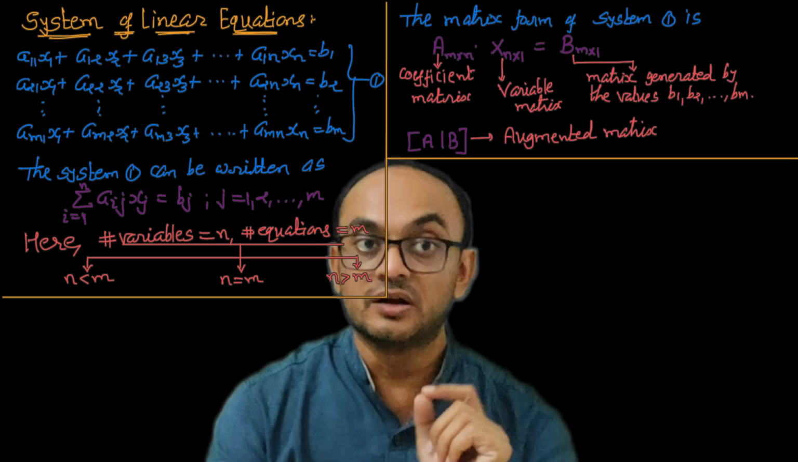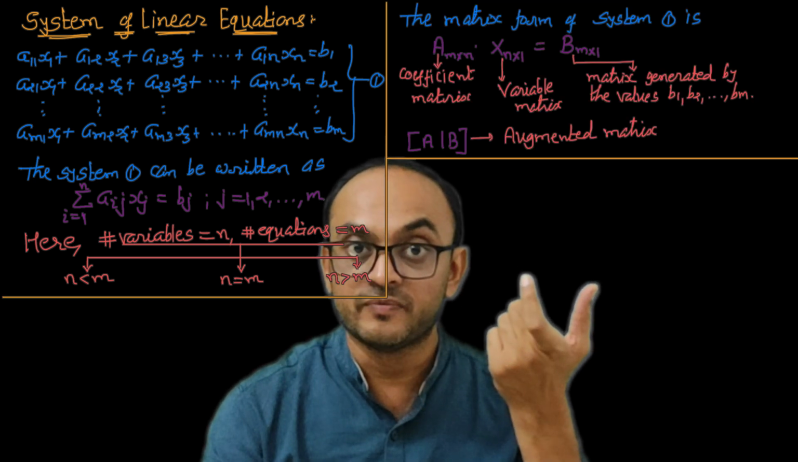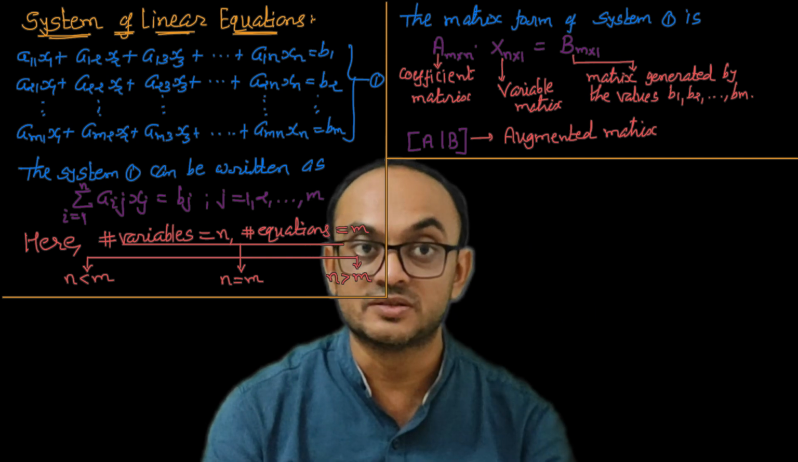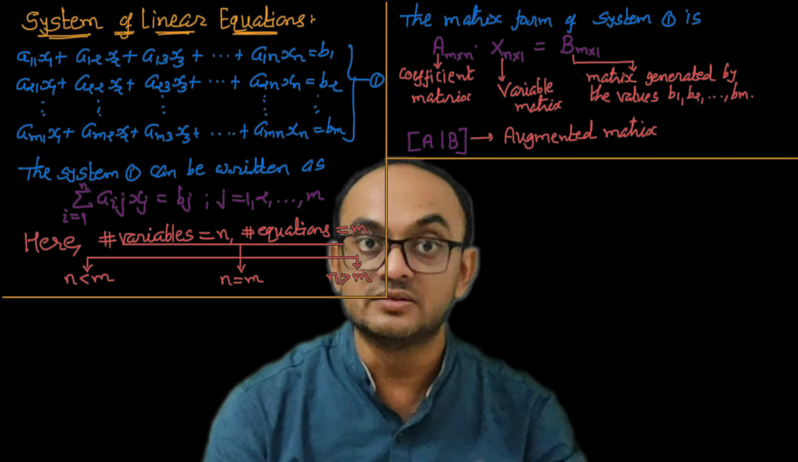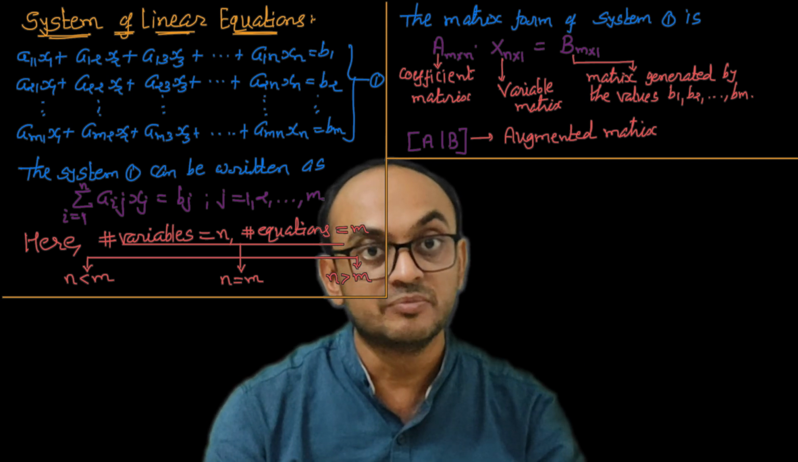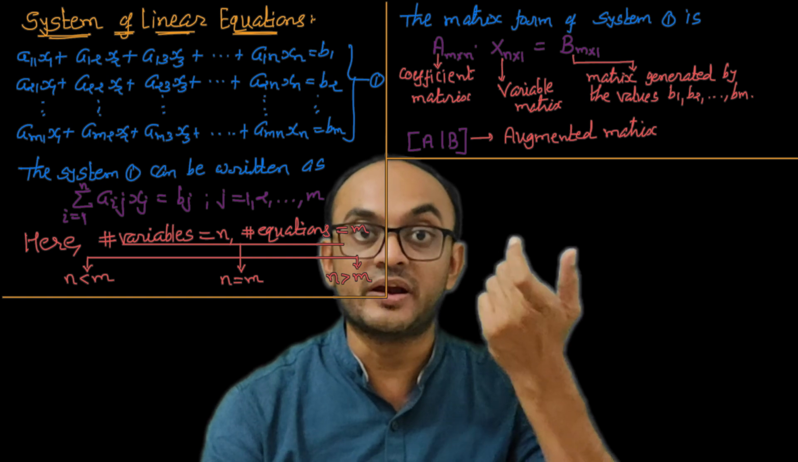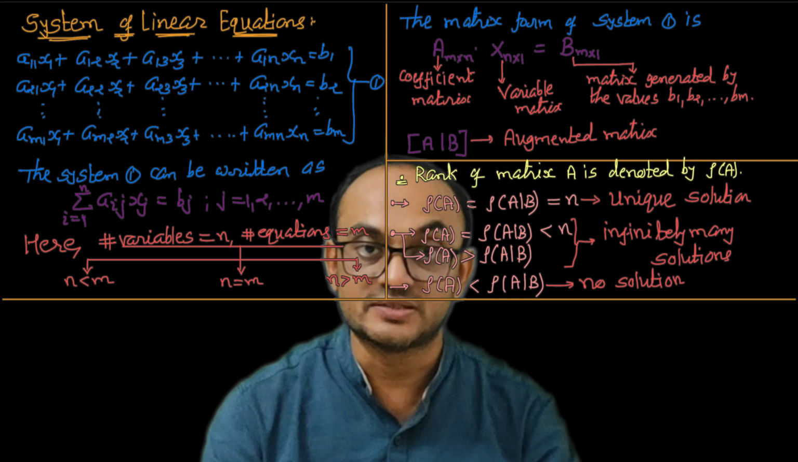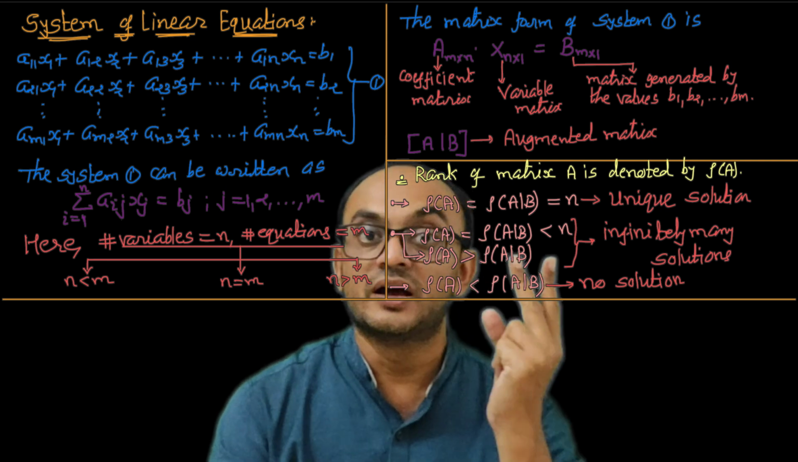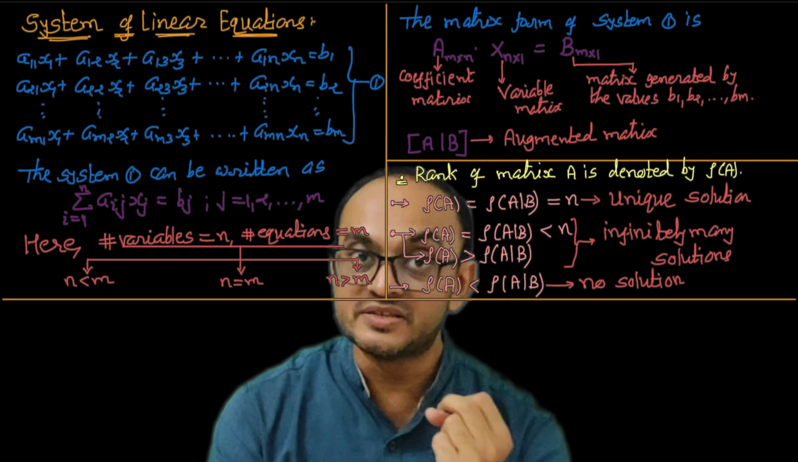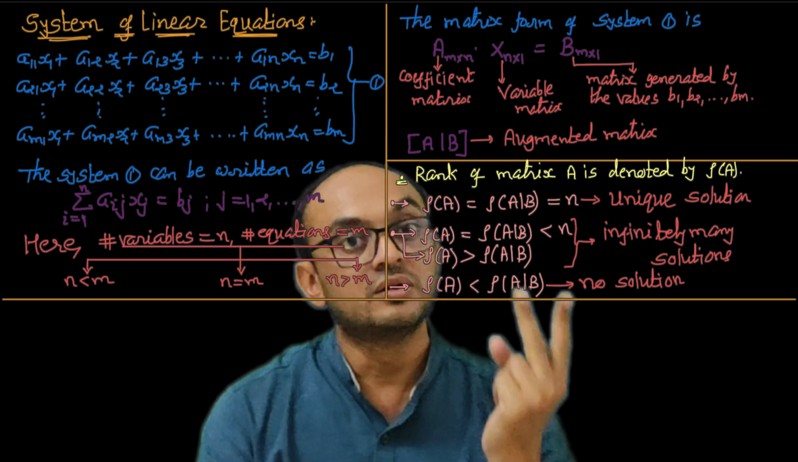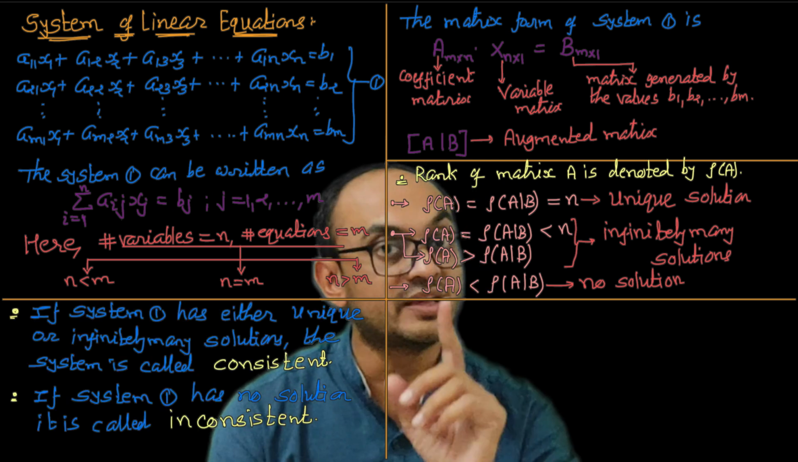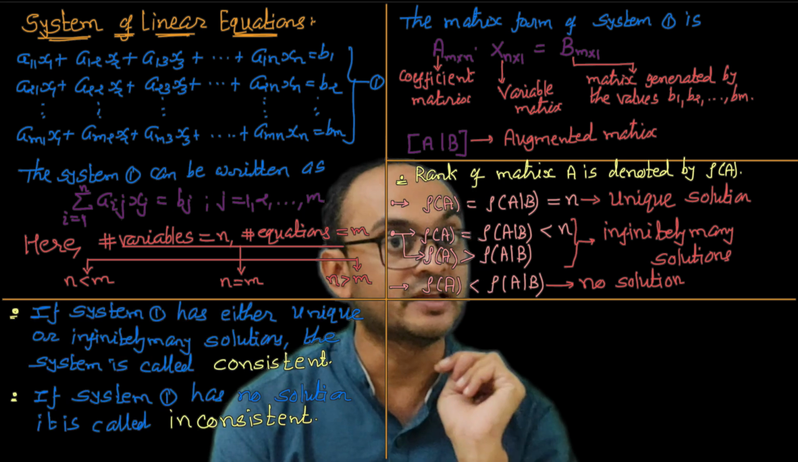You know that the coefficient matrix A is generated by the coefficients of the variables. The right hand side is the column matrix B, the augmented matrix is A augmented B, and the variable matrix is X. So here we have these observations. Either rank of A is the same as rank of A augmented B, or rank of A is greater than rank of A augmented B. When can we say that the system is consistent or inconsistent?